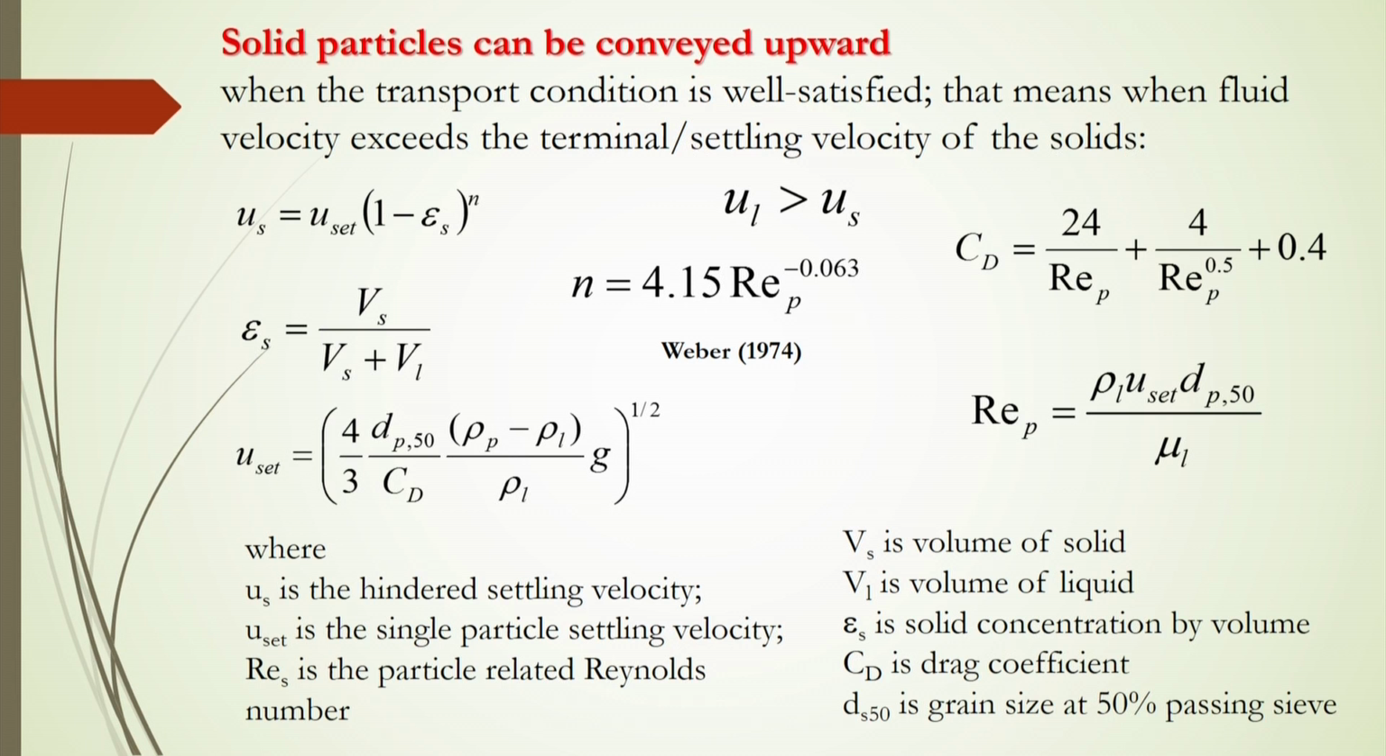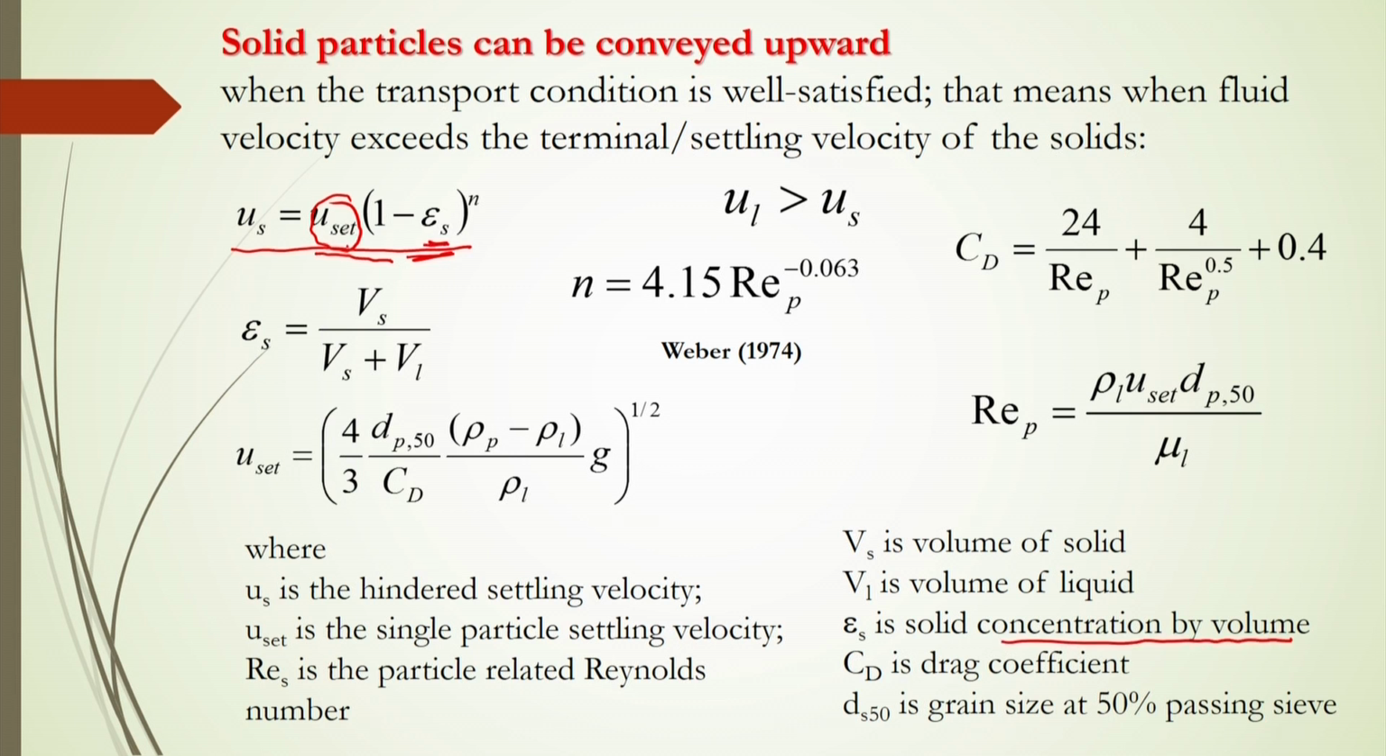That means, when fluid velocity exceeds the terminal or settling velocity of the solids. Here see, if the settling velocity is hindered, it is called hindered settling velocity. In this case, this hindered settling velocity will be equal to the settling velocity into (1 minus epsilon s) to the power n. Here this epsilon s is nothing but the solid concentration by volume.